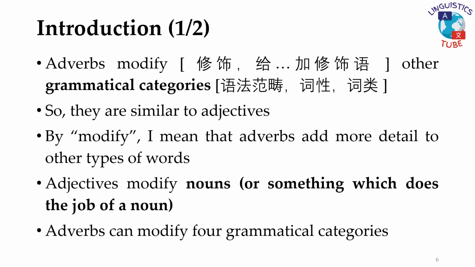If you already watched the previous episode, then you will know that adjectives modify nouns, or something which does the job of a noun, such as a pronoun, or a type of phrase, such as a noun phrase or a gerund phrase. Just to remind you, a gerund phrase begins with a word ending in ing and can be the subject of a clause. For example, in the clause, eating ice cream on a windy day is difficult, the gerund phrase is eating ice cream on a windy day.